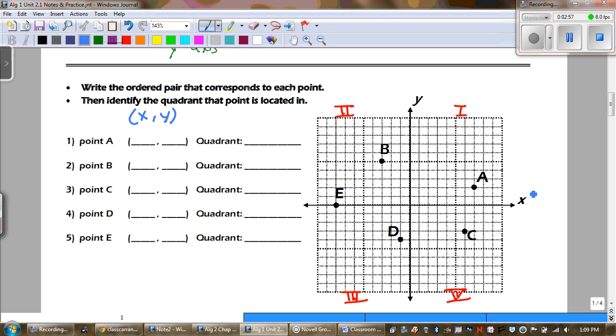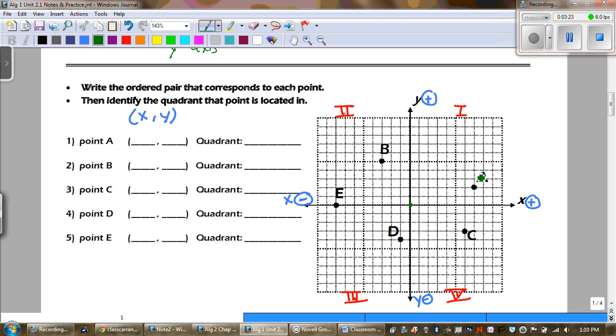Now, anytime we go to the right, x is positive. Anytime we go to the left, x is negative. And same thing with y. Anytime you go up, y is positive. When you go down, y is negative. And that's x right there. Okay? So, all the points we start at the origin. So we're starting at 0, 0.